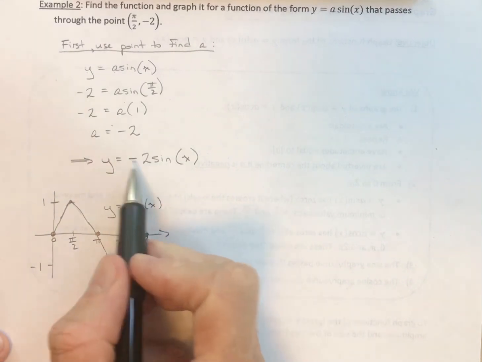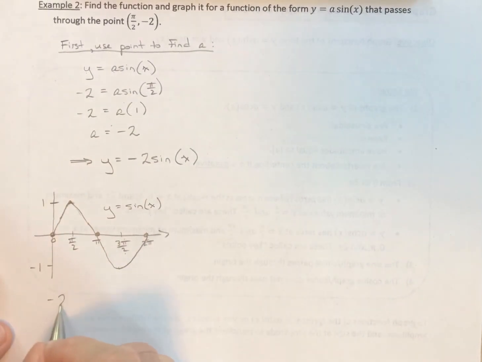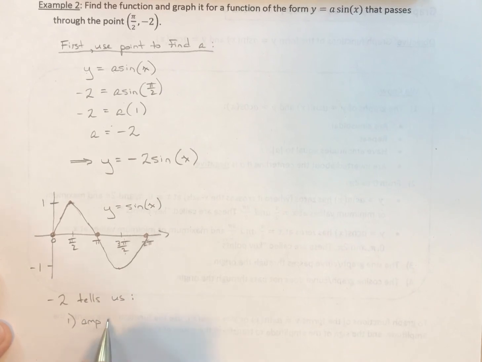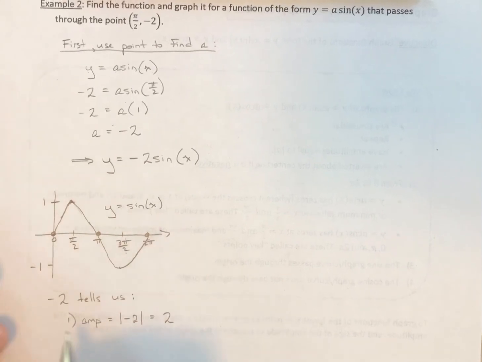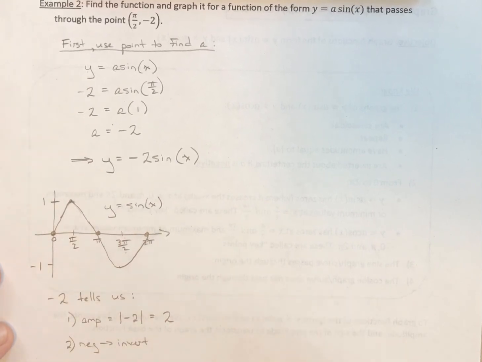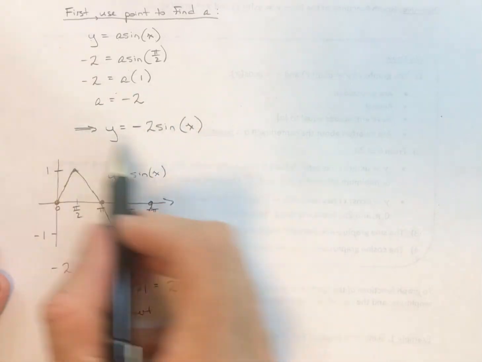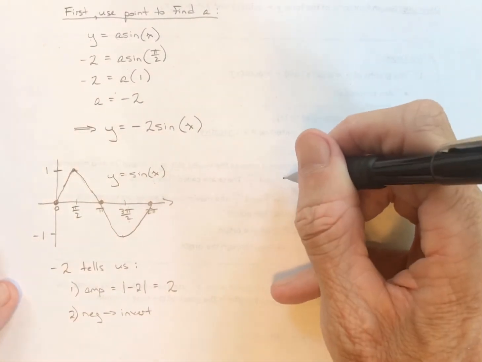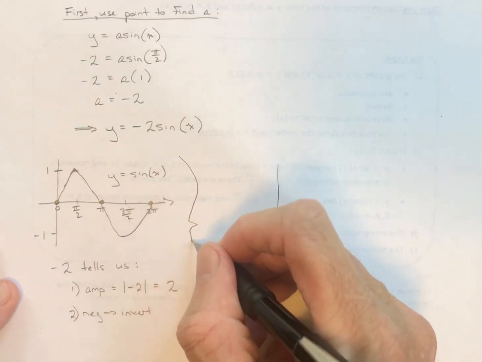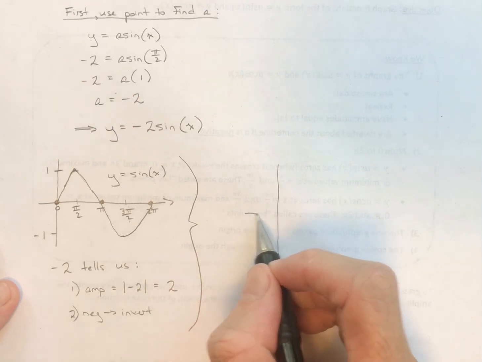Let's see what we know about this -2. So what does that -2 tell us? The amplitude is equal to the absolute value of -2, which is 2. And of course, the negative tells us that we need to invert. So that's what we're looking to do when we want to graph this function. Let's put that all together. We're going to put these 3 things together to make the graph we're looking for.